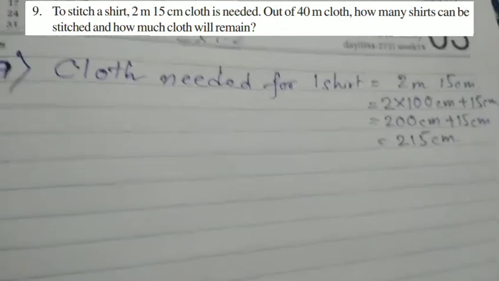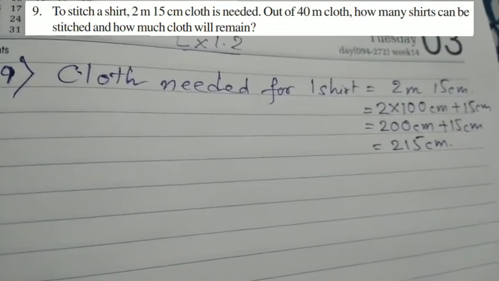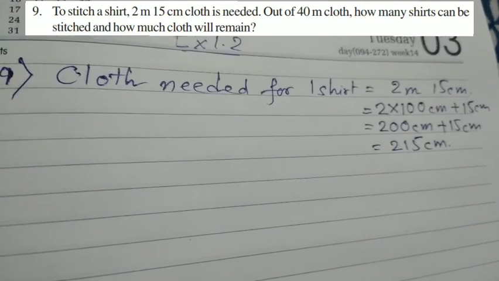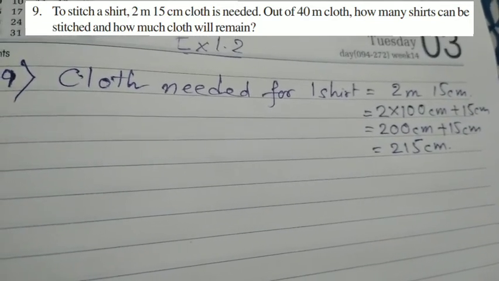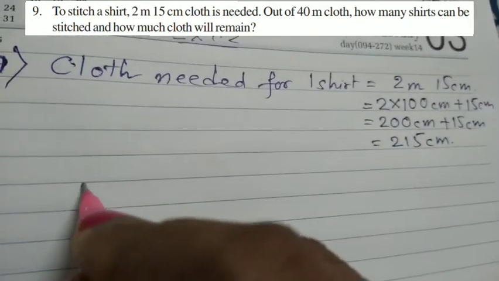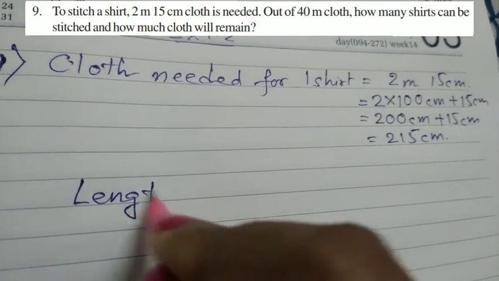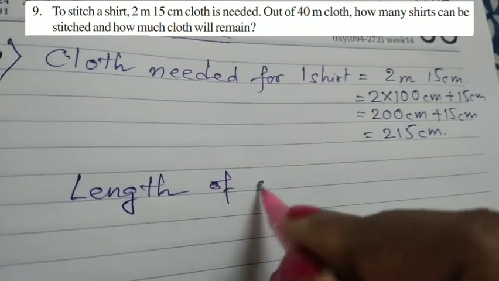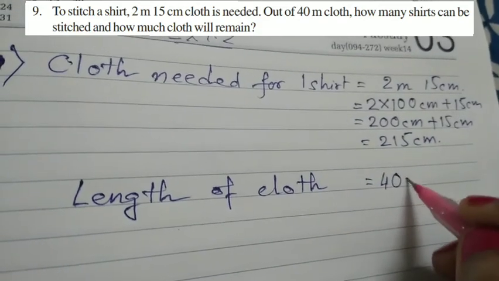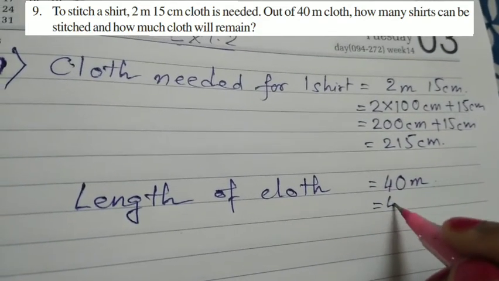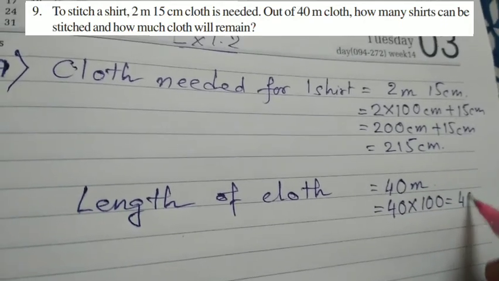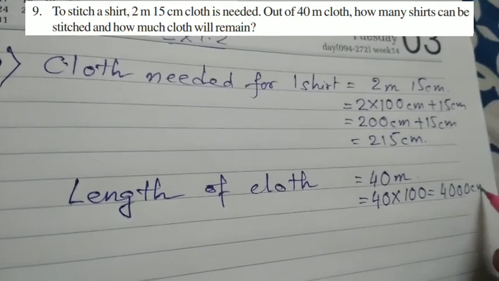Okay. Next it is told, out of 40 meter cloth, how many shirts can be stitched. So now what is the length of cloth we have? Length of cloth is equal to 40 meters. Now 40 meters also needs to be converted into centimeter. 40 into 100, that is 4000 centimeter.